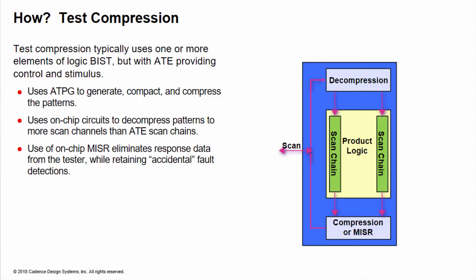ATPG generates the tests for each fault as normal, and the compaction program creates the compressed test patterns. Fault simulation simulates the decompression circuits, marks off detected faults, and adds the compressed response data. The goal of test compression is to reduce the data volume and test time to a few percent of the original without compression.